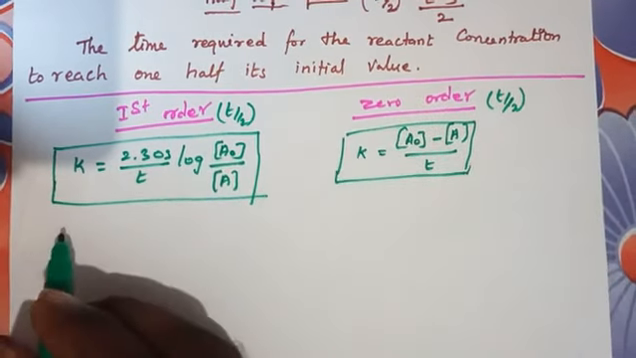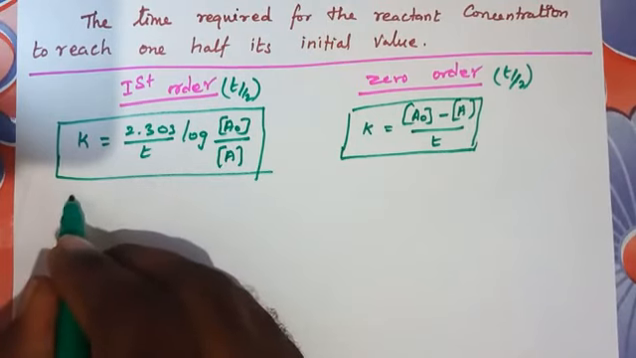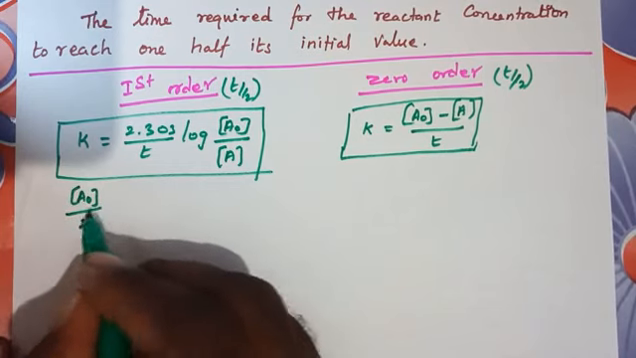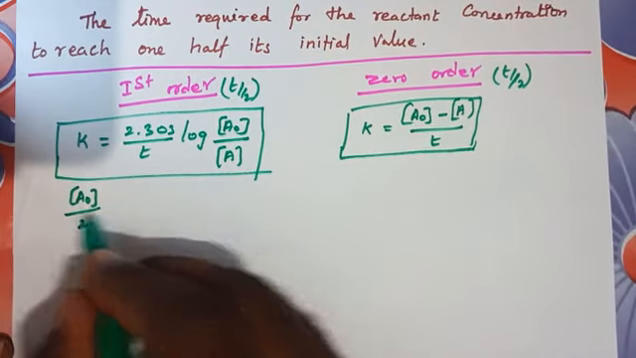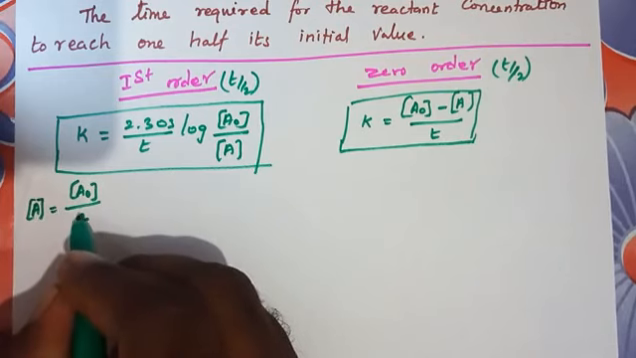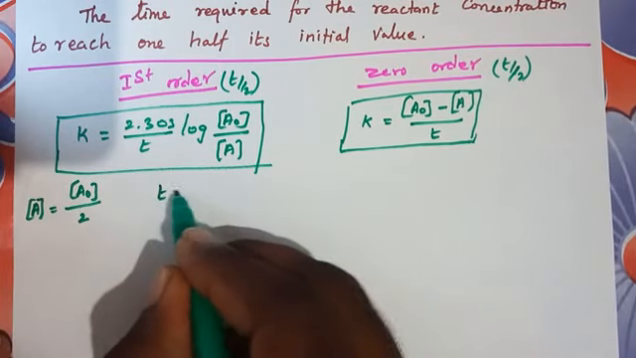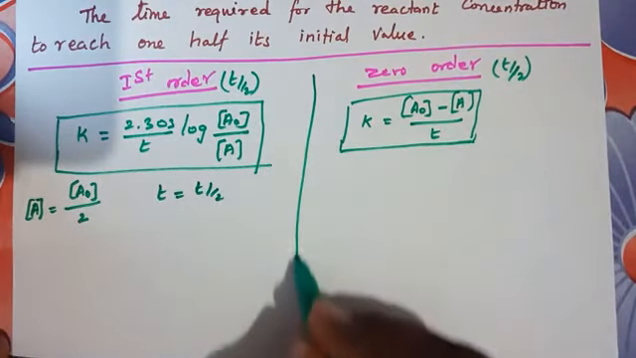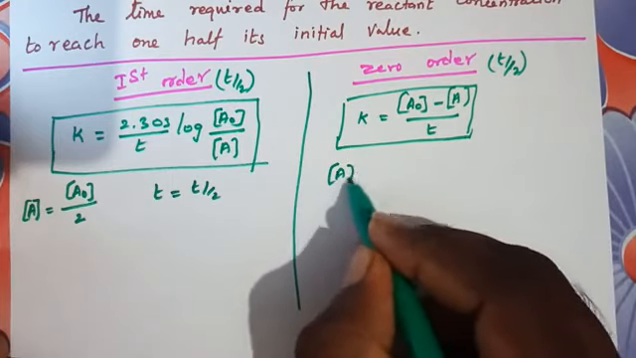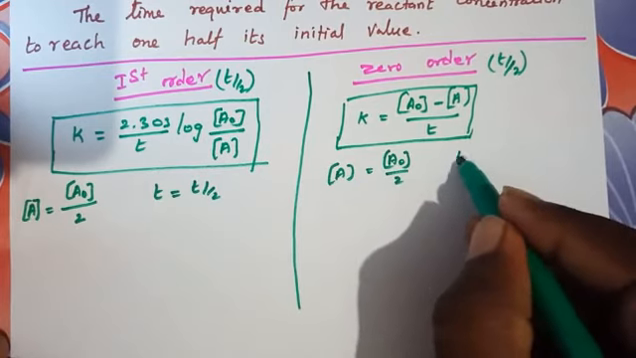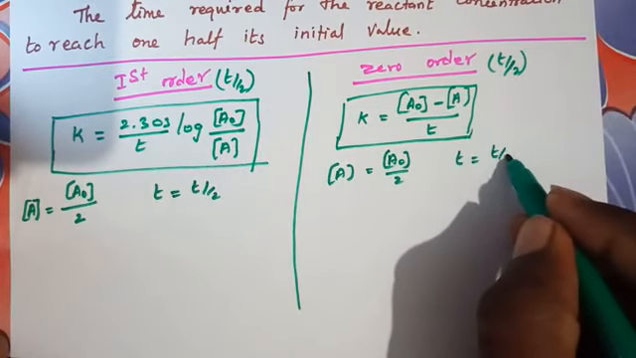Suppose we take the initial concentration of the reactant to be reduced by 2. That means A naught concentration becomes half. So A naught is the initial concentration, the final concentration A is taken to be A naught divided by 2, and t is taken to be t half. Here also the concentration A is equal to A naught divided by 2. In the same way, time is noted as t half.